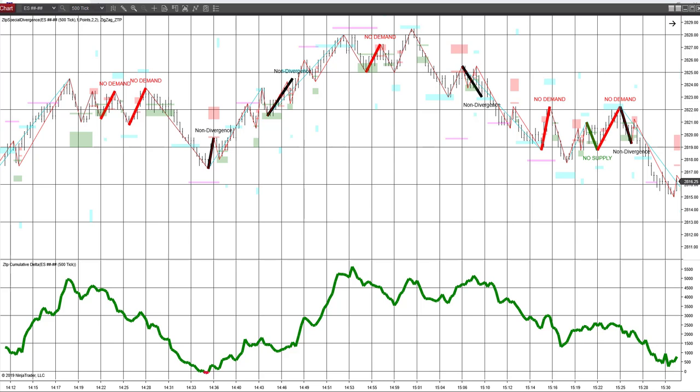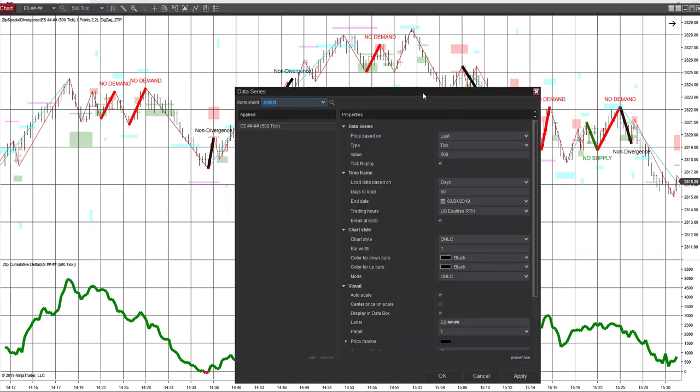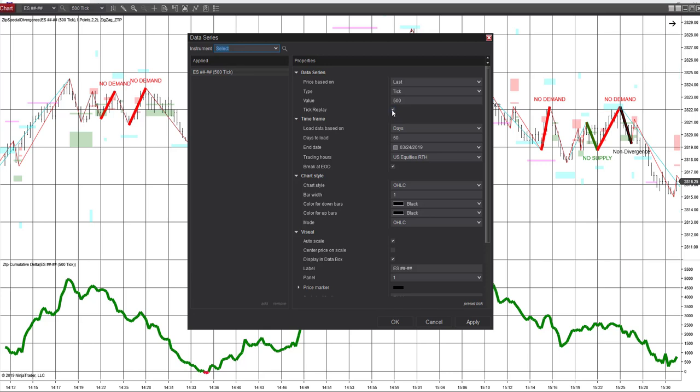Now what I want to emphasize here is that settings matter. Even the settings for the data series matter and give a different result. And this is because if a bar were to close sooner before an indicator became non-divergent, then you would not see a signal. So with a 500 tick setting, the settings that I have for the data series are 500 tick, and you need to enable tick replay.